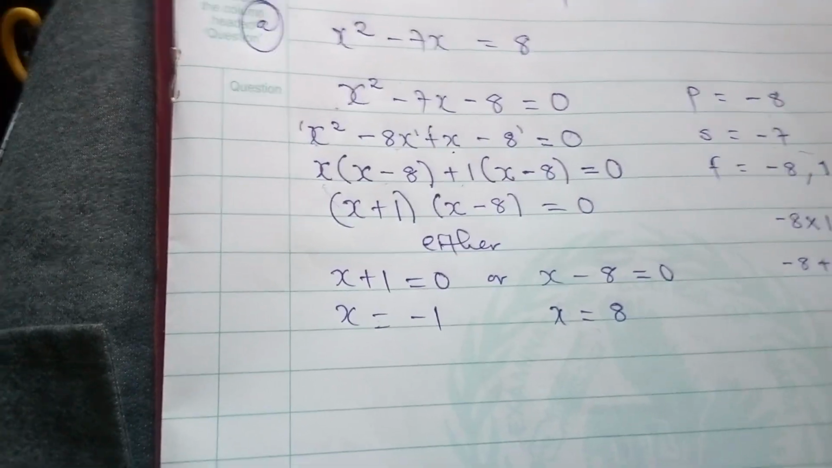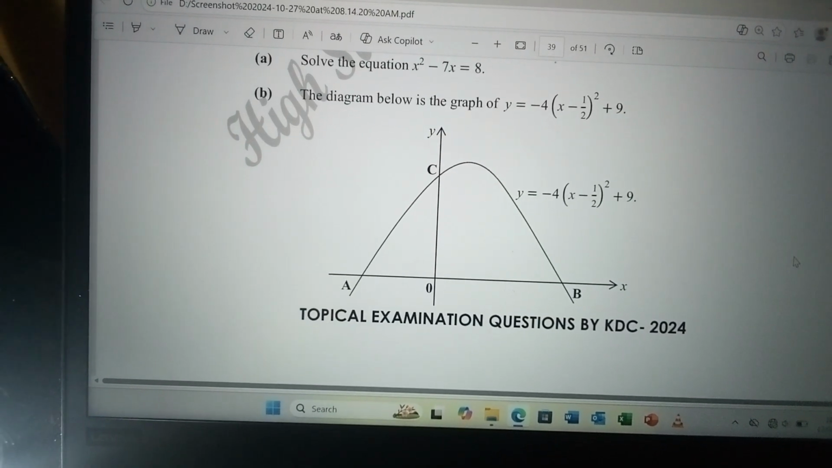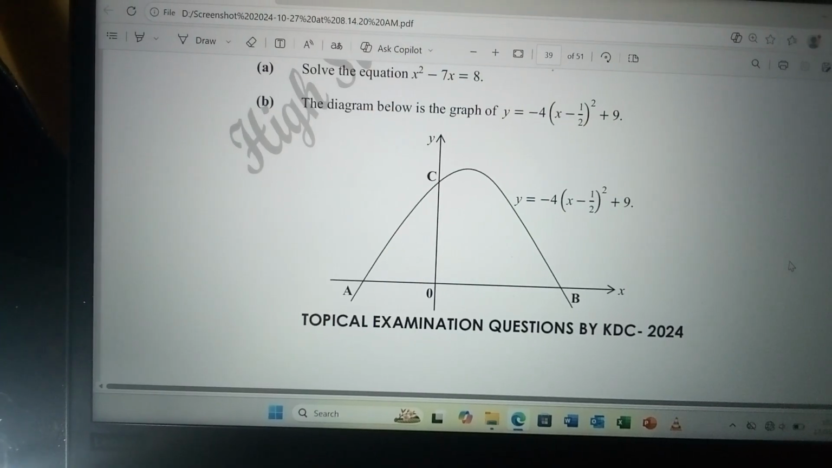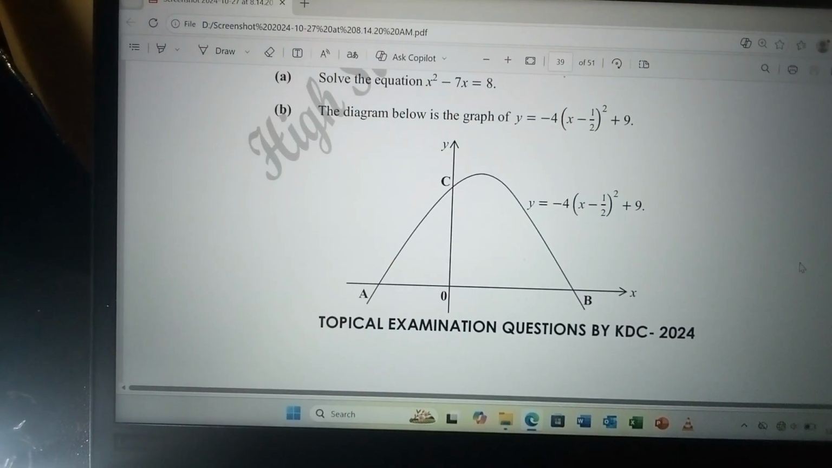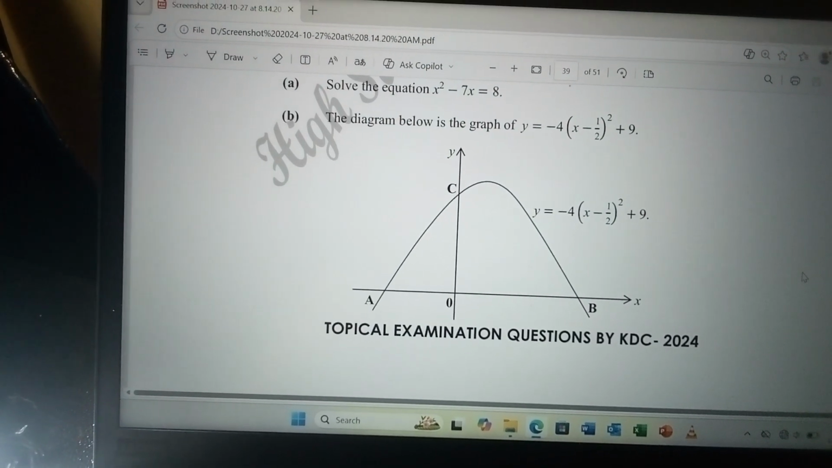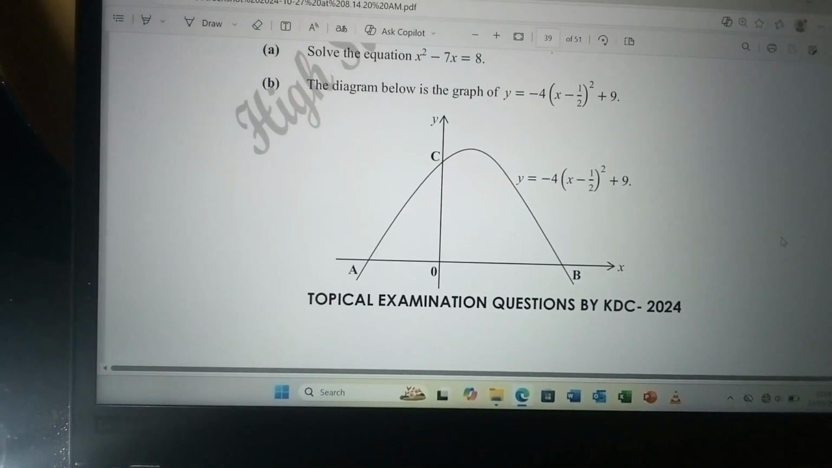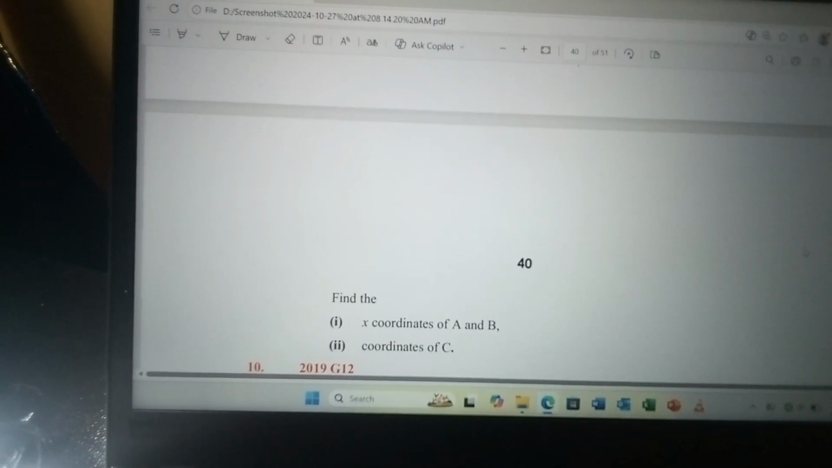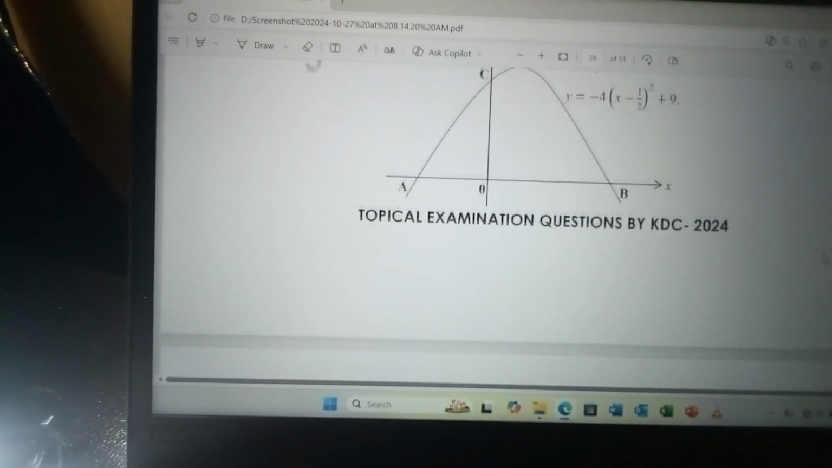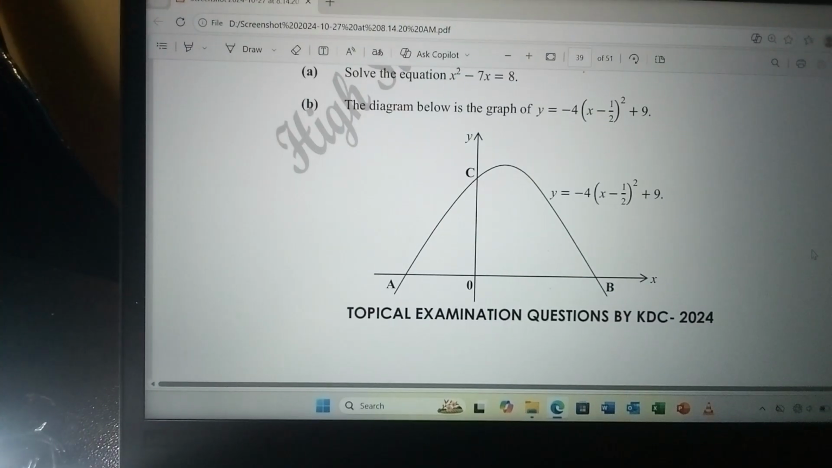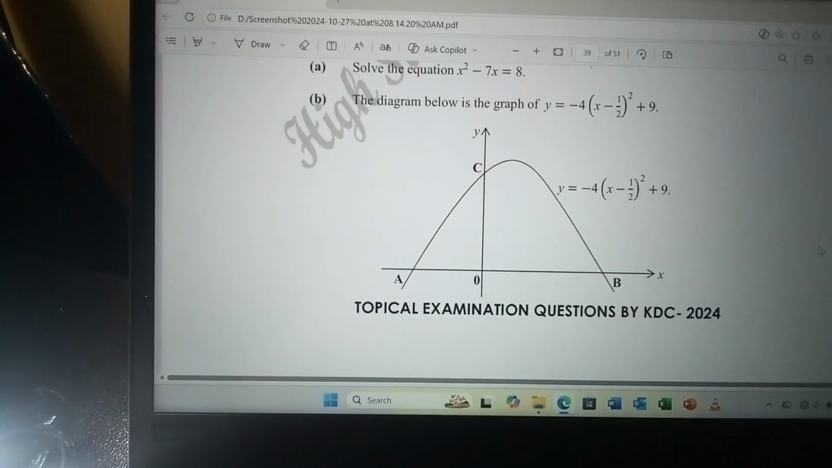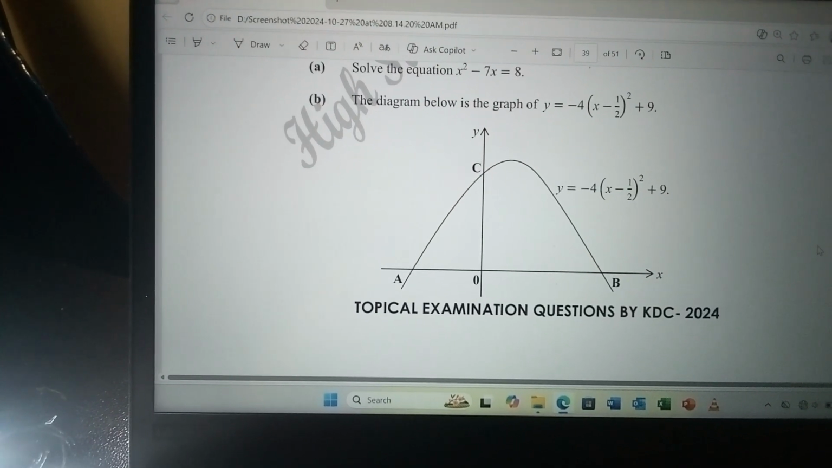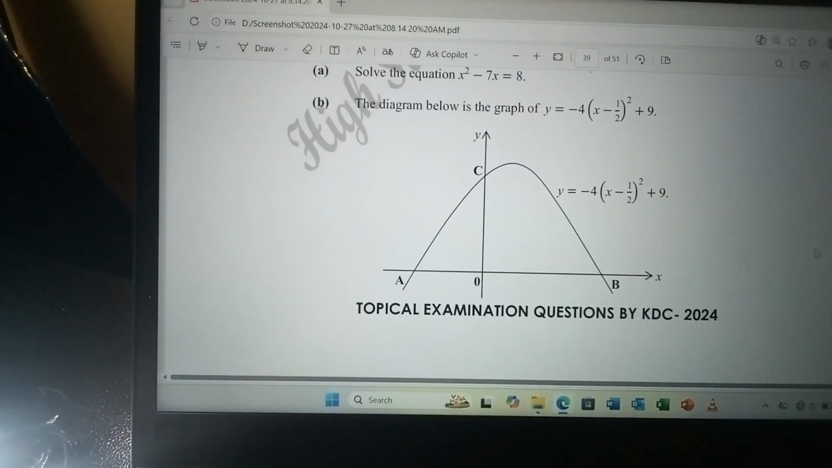So we proceed to the second question. They are saying the diagram below is a graph of y equals negative 4 open bracket x minus 1 close bracket squared plus 1. That is just a parabola, where they are telling us to find the coordinates of A and B. One thing you should bear in mind is that A and B are on the x-axis, and when they are on the x-axis, it means the value of y is equal to 0. So we start answering.